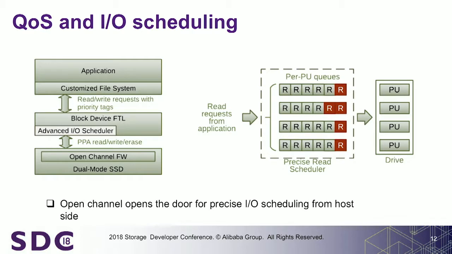So this page shows, I already mentioned the I/O scheduling and quality of service improvement several times. Here is just an example of what we do in either the kernel-level FTL or the user-mode FTL, how we do the precise I/O scheduling to improve the latency. The left-hand side is still showing the Open Channel architecture, and the right-hand side is showing a high-level idea of how we do this precise I/O scheduling in the driver-level FTL.